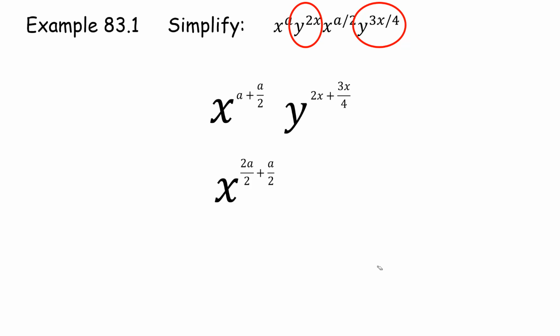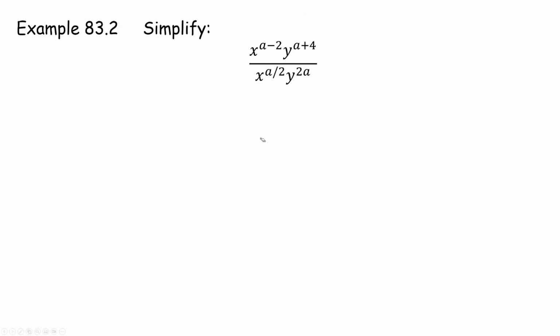So you'll have 2a over 2 plus a over 2. And then for y, the common denominator is going to be 4. So you're going to have 8x over 4 plus 3x over 4. And now if you just add those, you're going to have x to the 3a over 2 and y to the 11x over 4. Okay, here's another one.